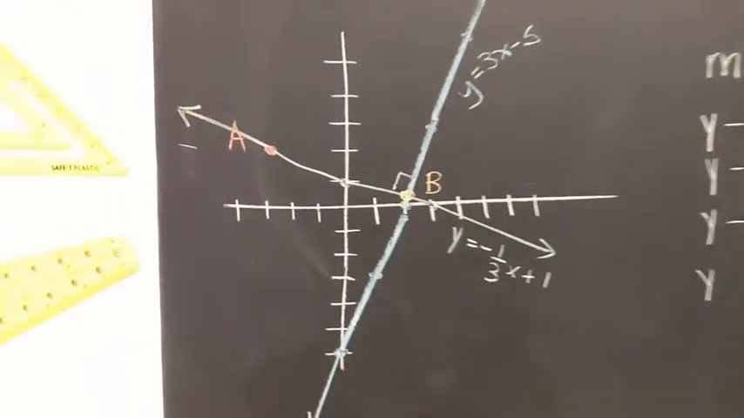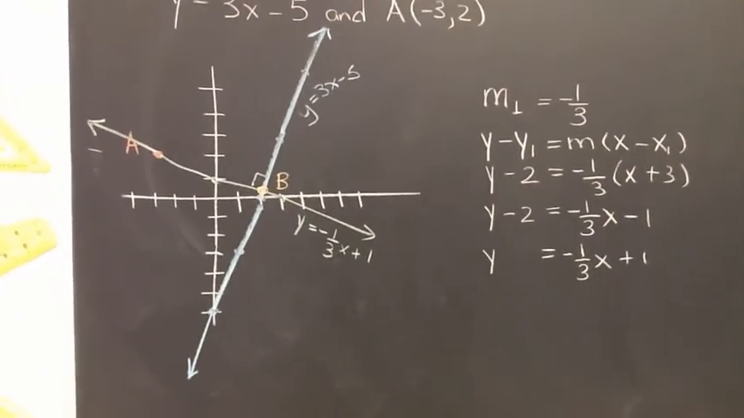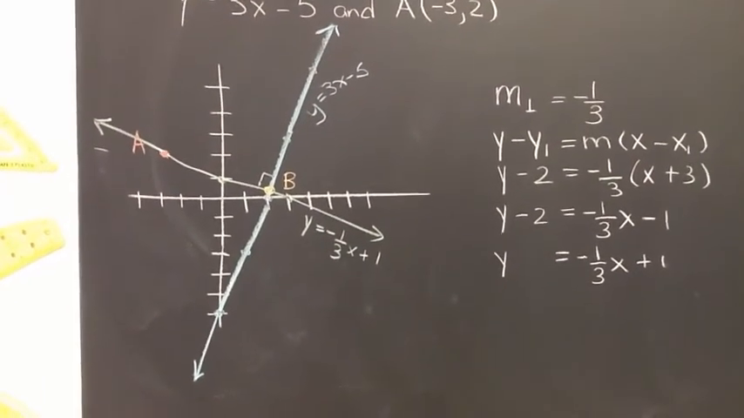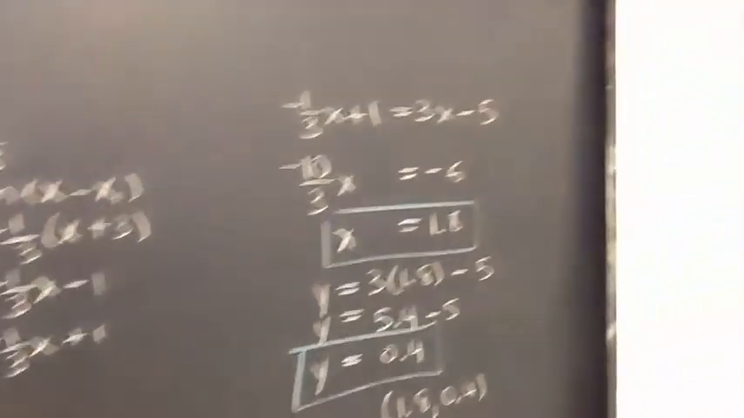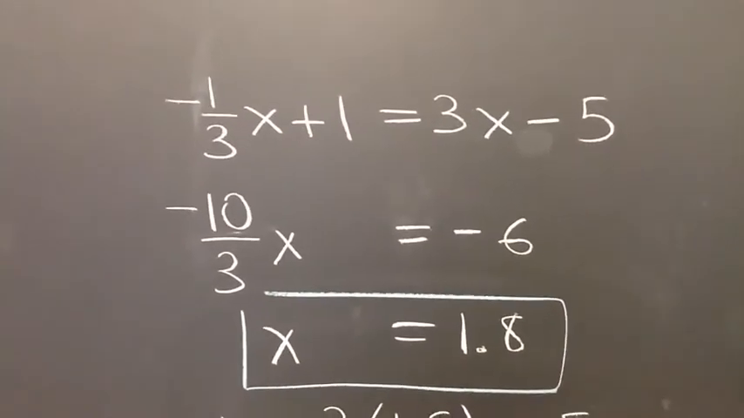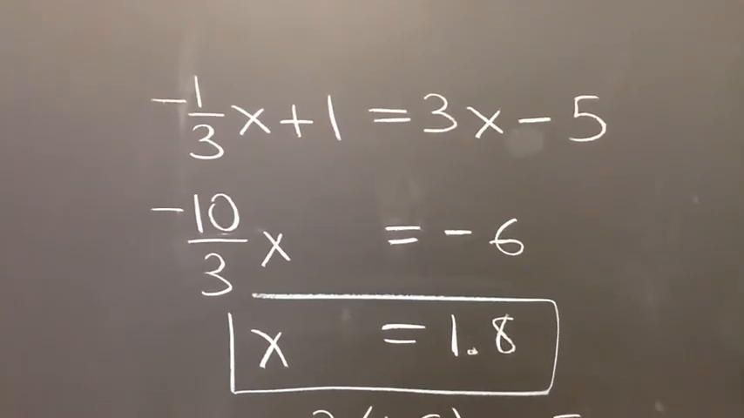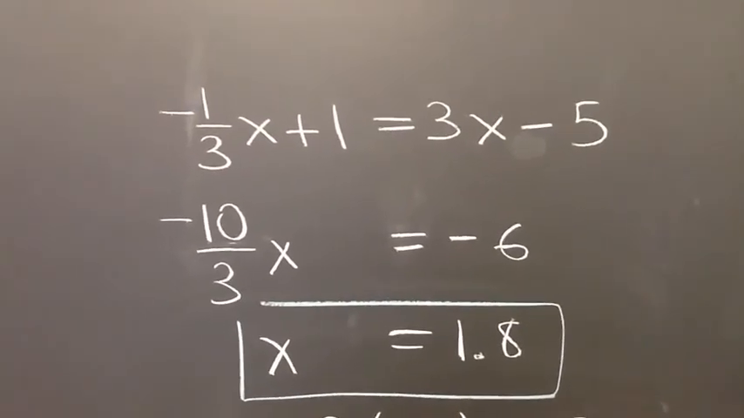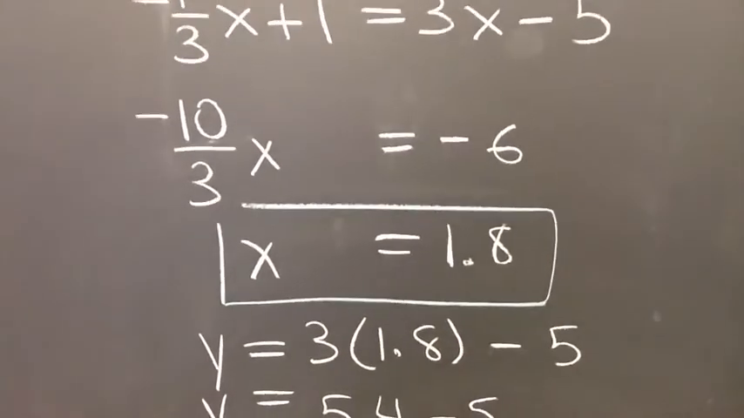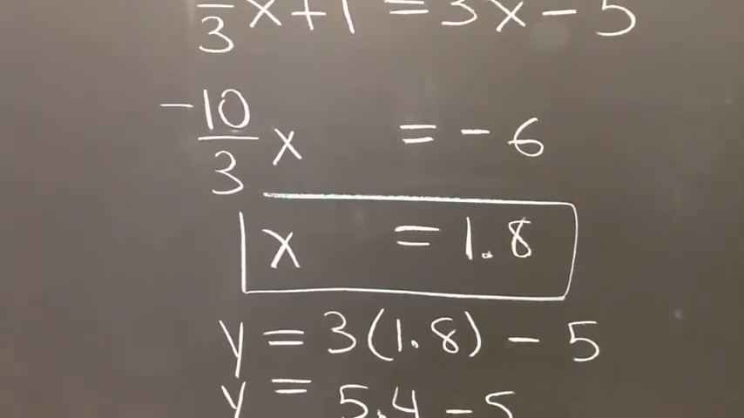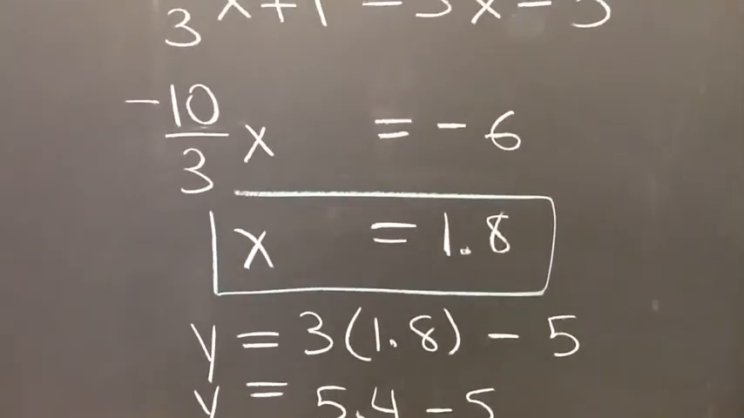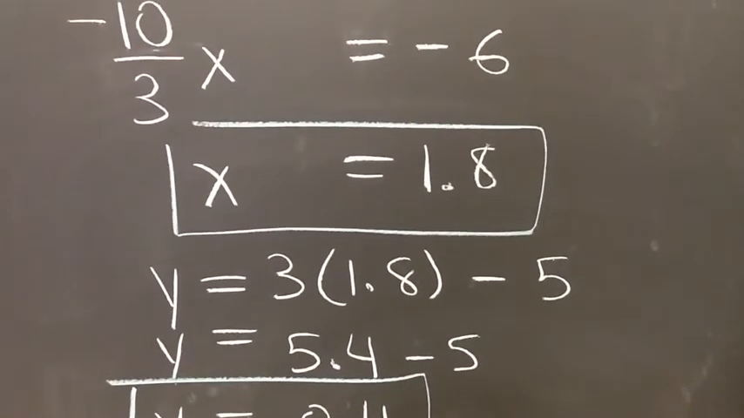So what we're going to do now is set the two equations, 3x minus 5 and negative 1/3 x plus 1, equal to each other. And so that's exactly what we do over here. Negative 1/3 x plus 1 equals 3x minus 5. I subtract 3x from both sides, get a common denominator, and I get negative 10/3 x. I subtract 1 from both sides, and I get negative 6. Divide both sides by negative 10/3, or multiply by the reciprocal, negative 3/10, and you get x equals 1.8.